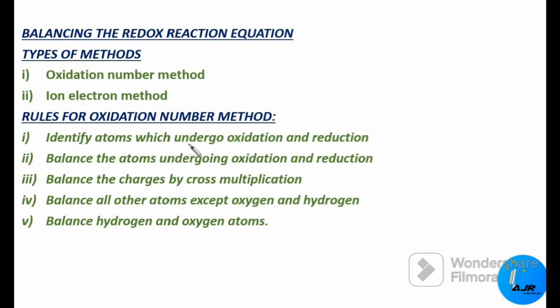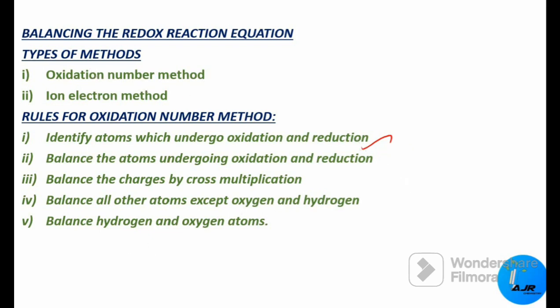Okay. So in the first step, that is identifying the atoms which undergo oxidation and reduction, how to find out which atom is undergoing oxidation and which is undergoing reduction? Actually it's very simple. First we should find out the oxidation number for all the atoms. Okay. The atoms undergoing oxidation and reduction will be seen both on the reactant side as well as on the product side. If the oxidation number of an atom is increasing, that means it is undergoing oxidation. That is, oxidation is taking place.